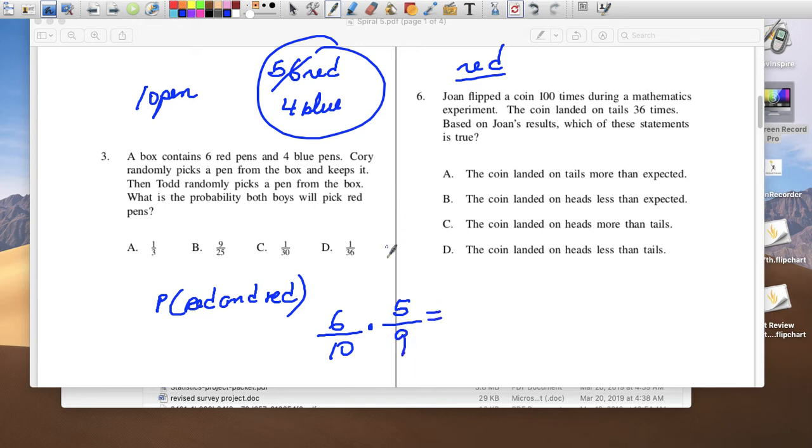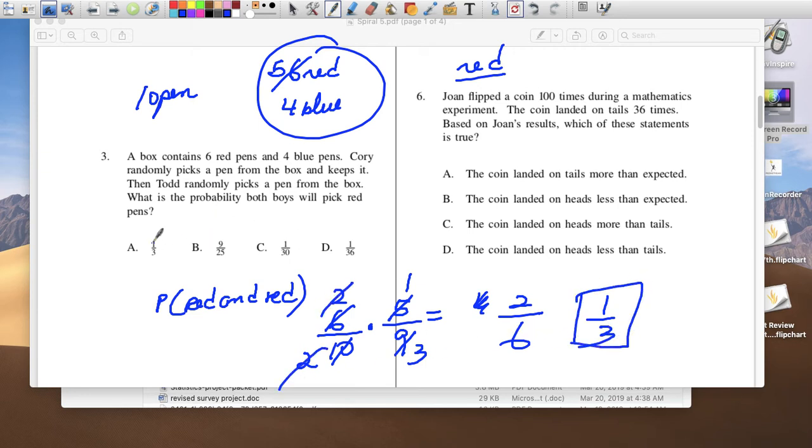We can simplify this before we multiply if we can. This and this can simplify to a half. This can simplify to 2/3, and our answer is 2/6. We have 2/6? No, we don't. Did I do something wrong? Oh, 2/6, which simplifies to 1/3. I could have also simplified these two. So final answer 1/3. A.